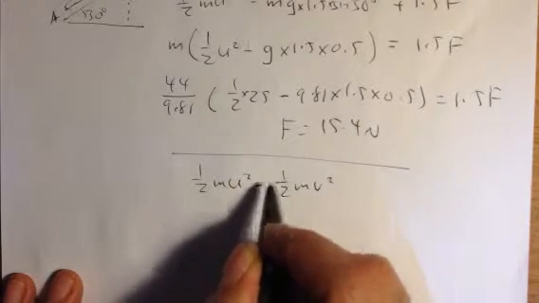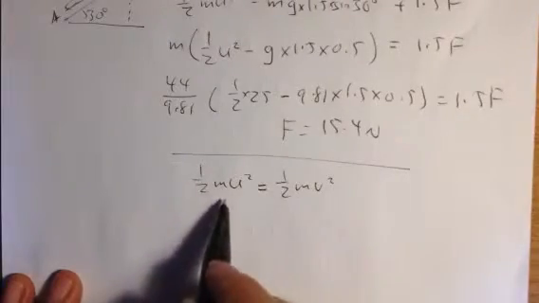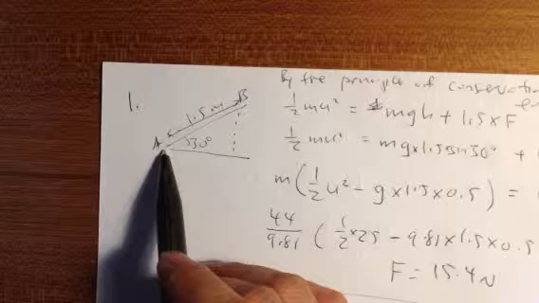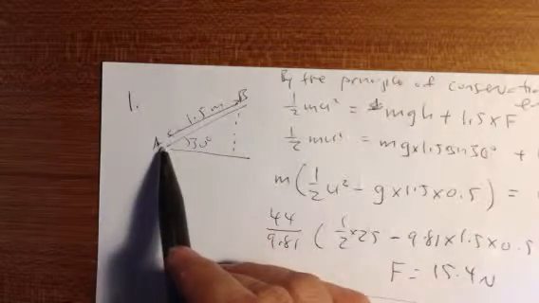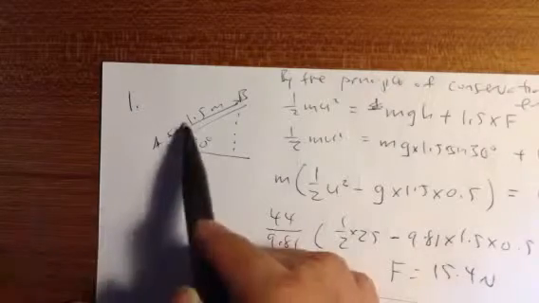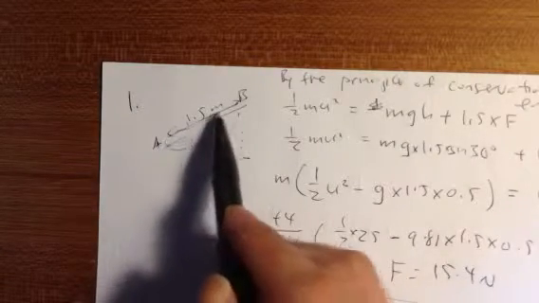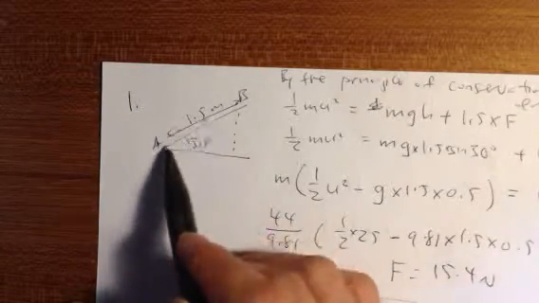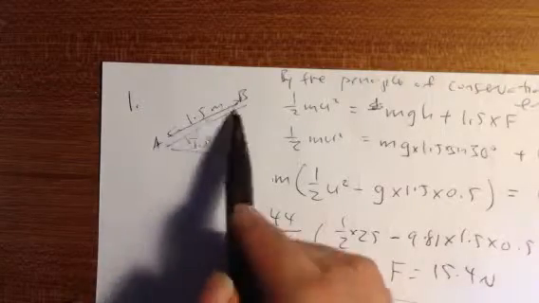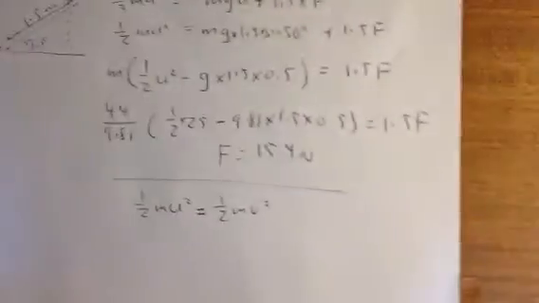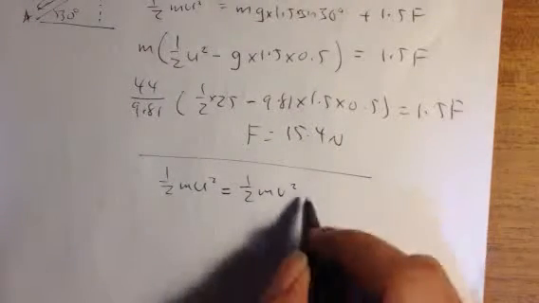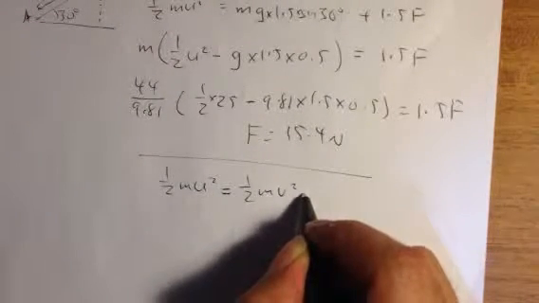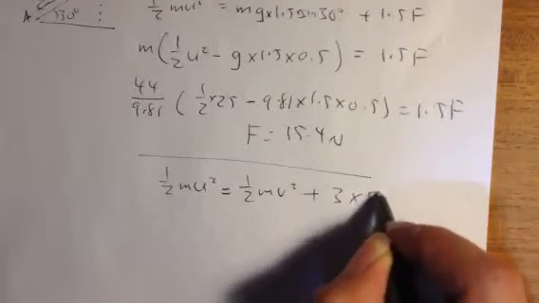Or rather, let us look at it that way. The initial kinetic energy is equal to the final kinetic energy. Now there's no change in gravitational potential energy when it comes back down, but it has frictional losses that cover 3 meters. You see, 1.5 meters up, 1.5 meters down. Both directions have frictional losses. So the initial kinetic energy will be equal to the final kinetic energy plus 3 meters multiplied by F.